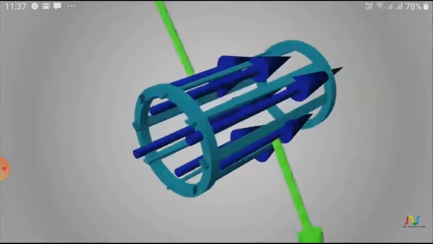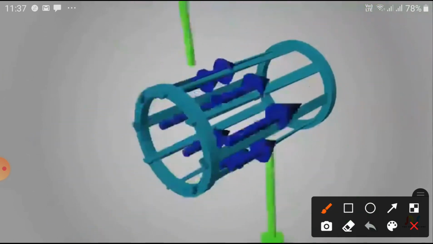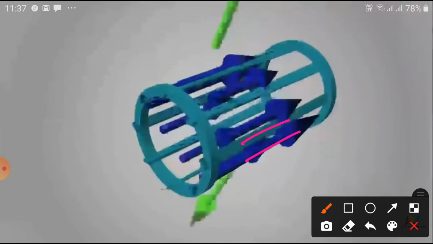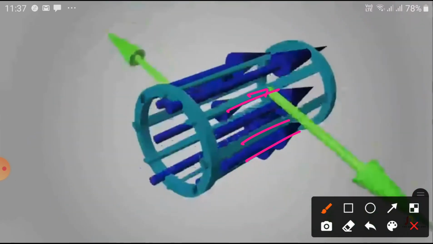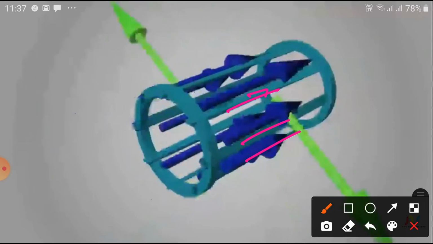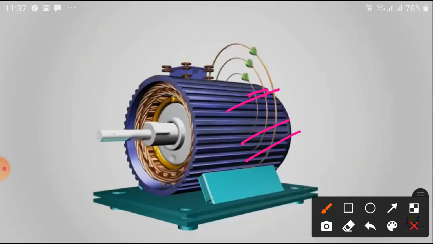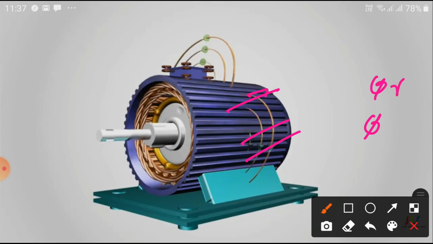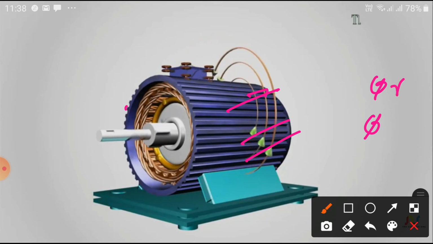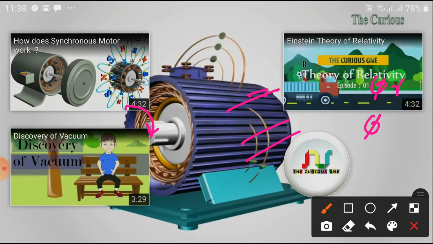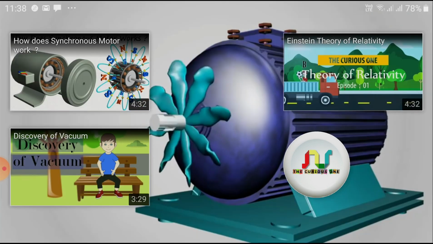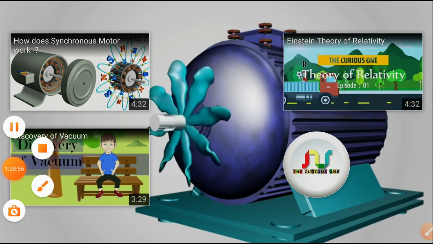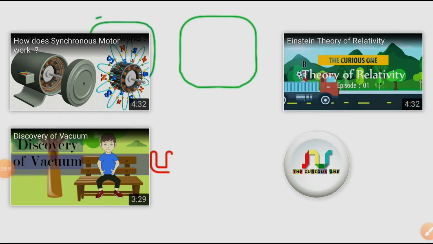This magnetic field links the rotor conductors. The rotor has copper bars, which also produce EMF, and that EMF produces current. That current produces flux. This rotor flux and stator flux interact, and torque is developed. Due to the torque, the rotor will rotate in one direction. We have already seen how the torque is developed. So this is the simple working principle of the induction motor.